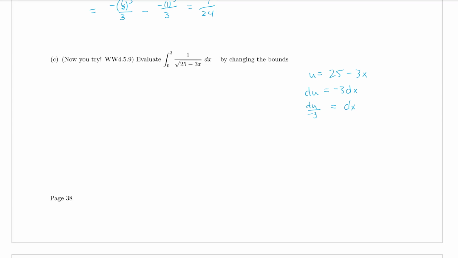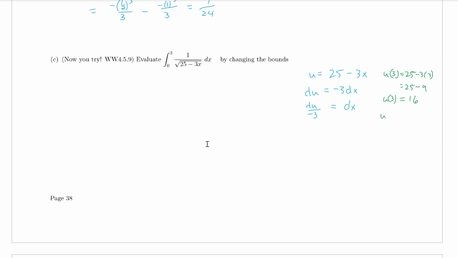Now we want to change the bounds here since this is a definite integral. So let's calculate u of 3, which is 25 minus 3 times 3, which is 25 minus 9, which is 16.